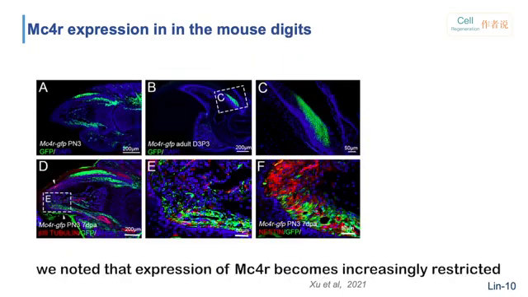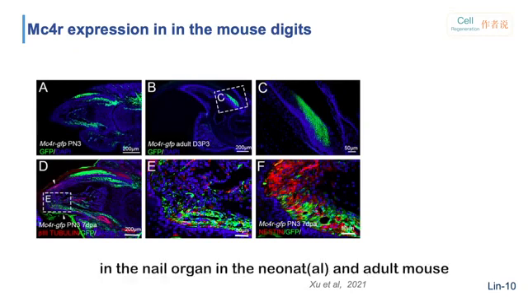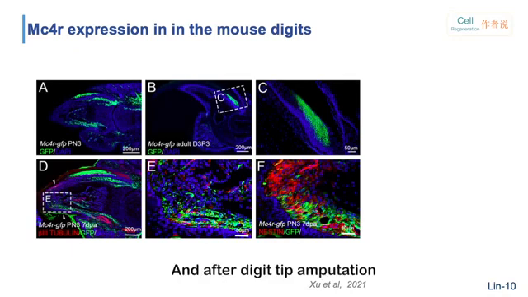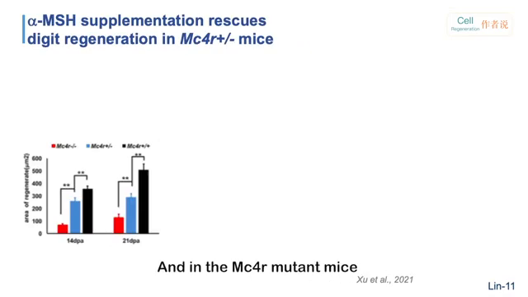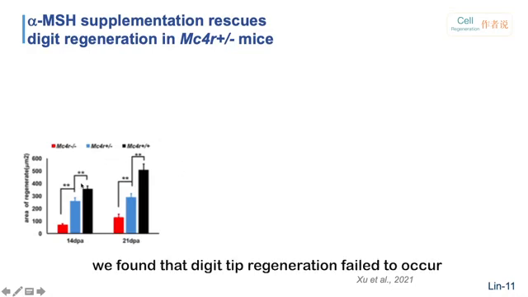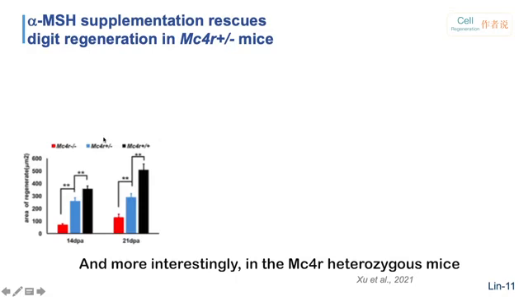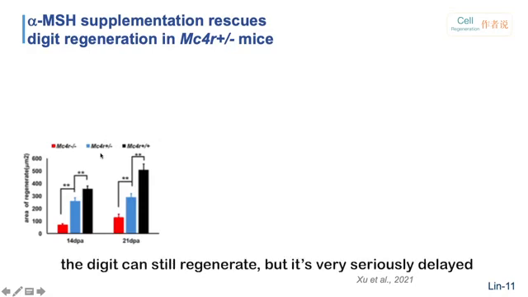More interestingly, we noted that expression of MC4R becomes increasingly restricted in the nail organ in the neonate and adult mouse, and after digit amputation, its expression is upregulated in the blastema. And in the MC4R mutant mice, we found that the digit regeneration failed to occur. More interestingly, in the MC4R heterozygous mice, the digit can still regenerate, but it is very seriously delayed.